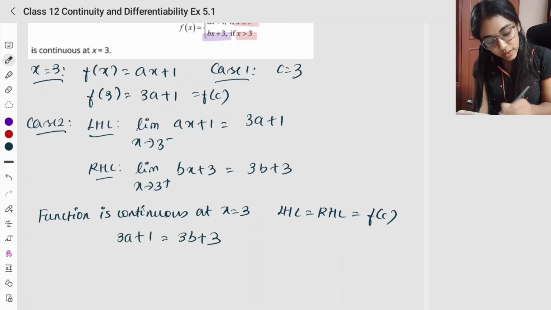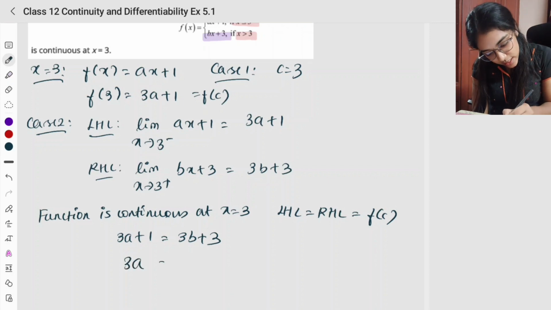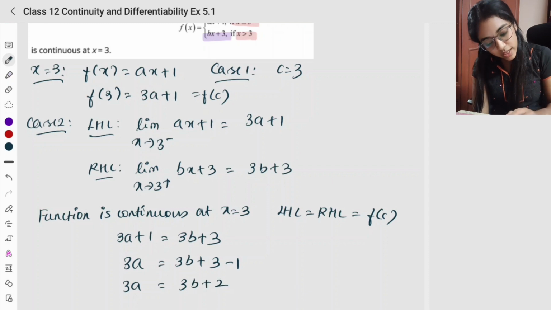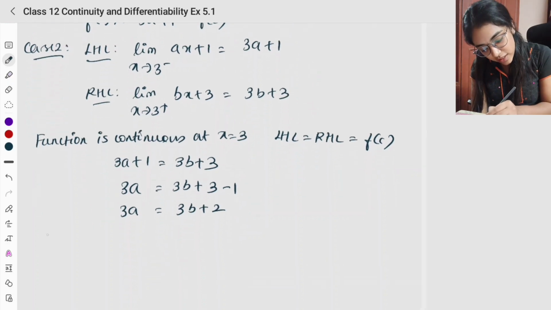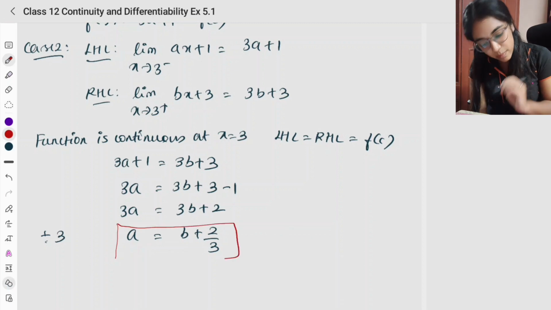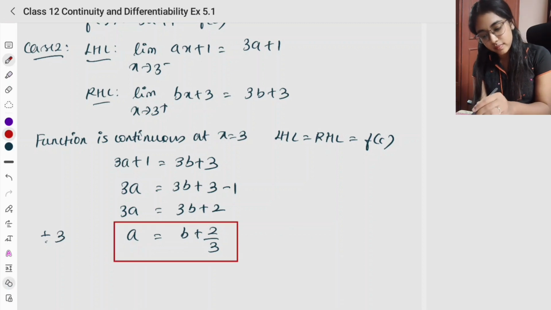So what is the relation? When I bring the constants to one side, I'll have 3a equals 3b plus 3 minus 1. When 1 comes to the other side, I'll have minus 1. So I have 3a equals 3b plus 2. When I divide the whole equation by 3, I'll have a equals b plus 2 divided by 3. So this is the relationship between a and b. Okay? Please copy.